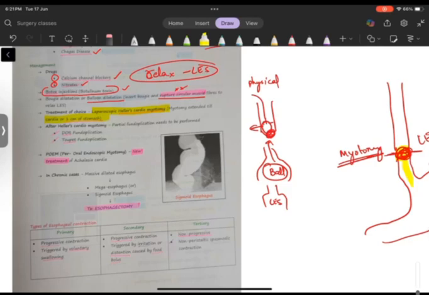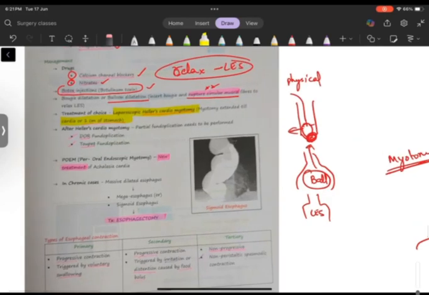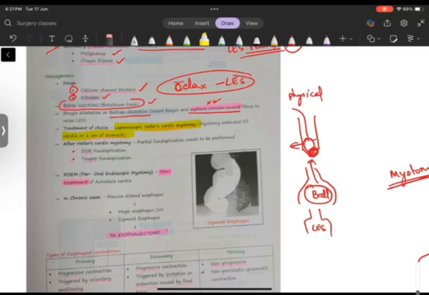This is the treatment of choice. It is the permanent treatment. The rest all is just symptomatic. After Heller's cardiomyotomy, we can go for partial fundoplication if needed, like Dor or Toupet fundoplication, just like we had discussed before.